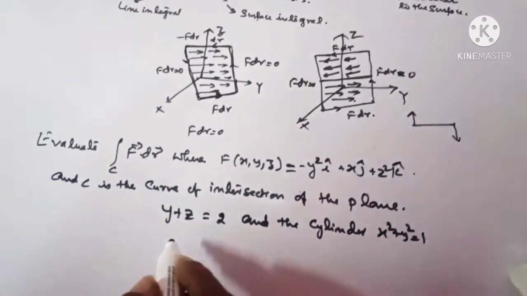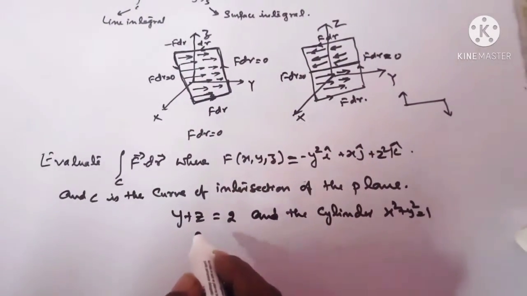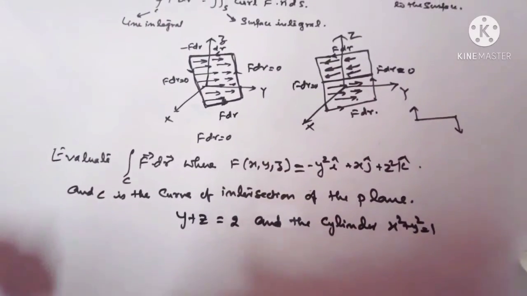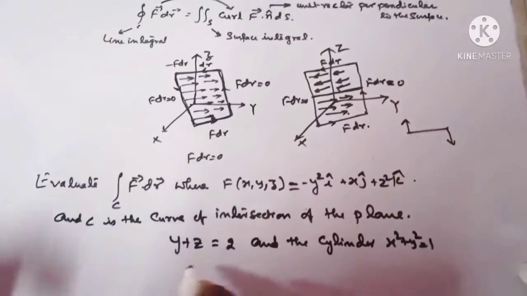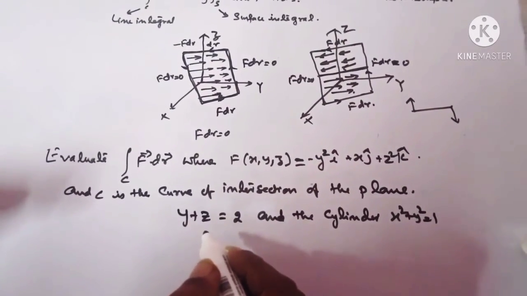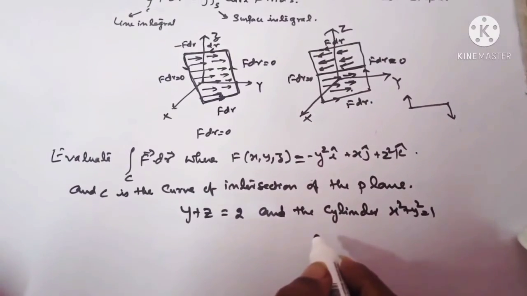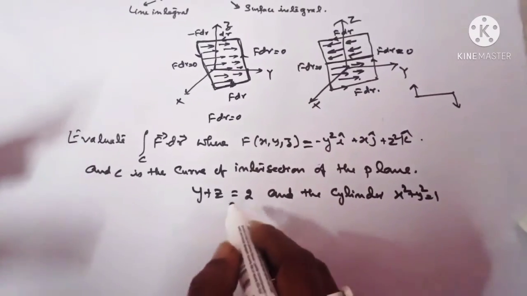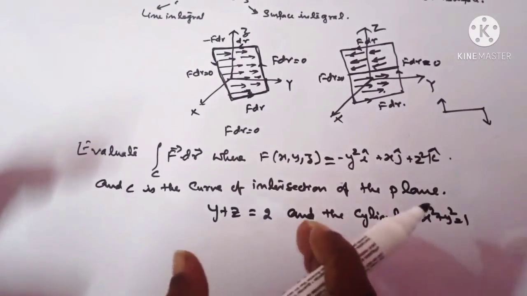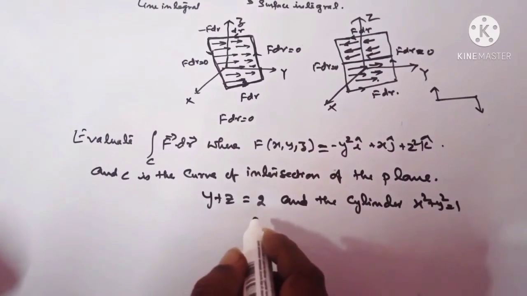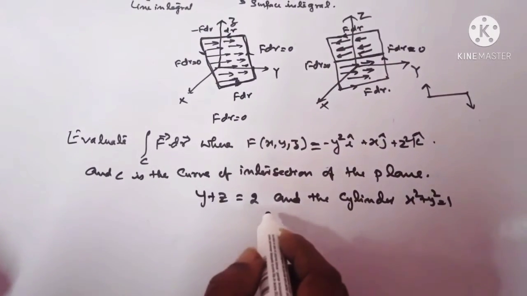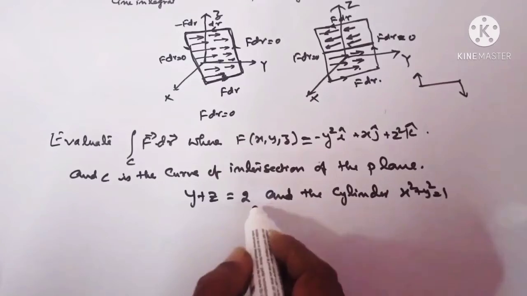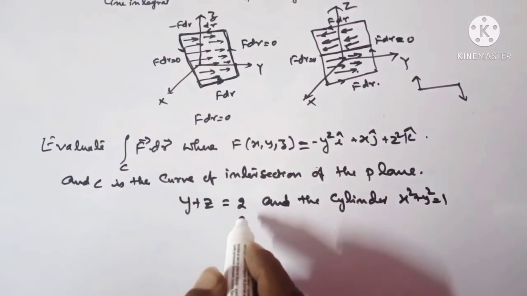Now one important thing here is that to create a surface in 3D, there must be an intersection of, like, a plane and a cylinder, or a plane and a sphere. Then only we get a surface in 3D. So here, to create a surface in 3D, it is done with the help of the intersection of this plane and this cylinder.